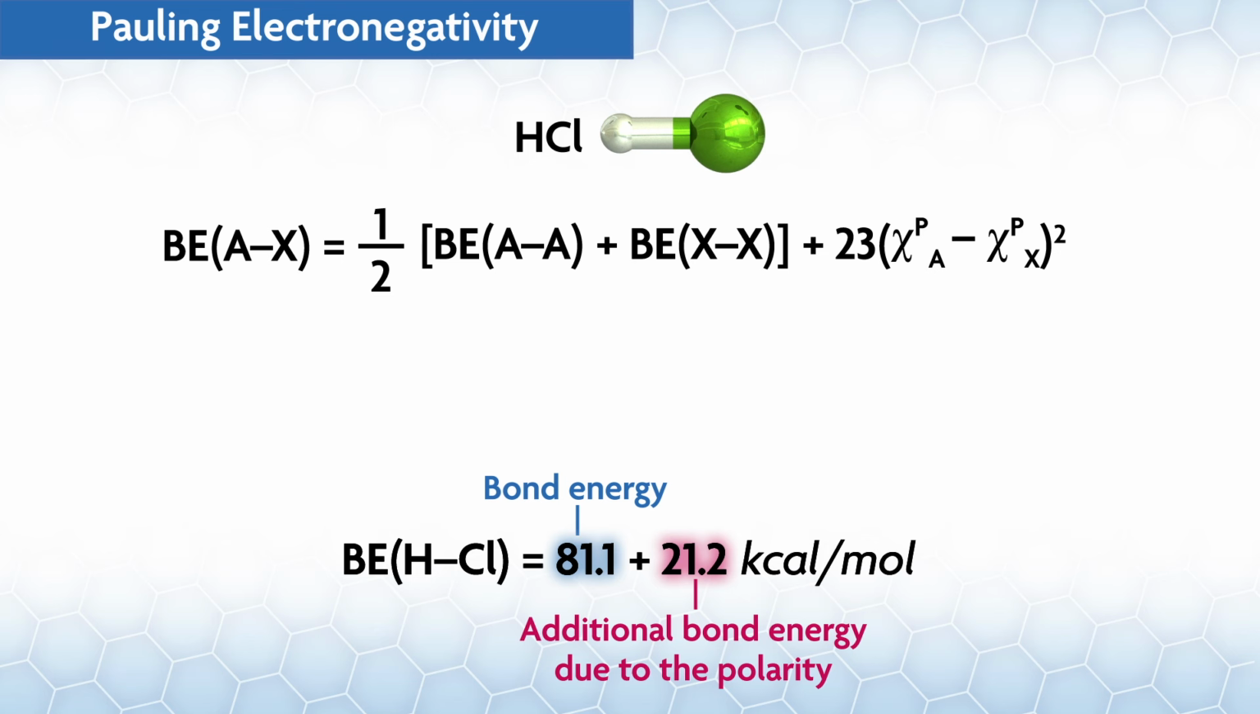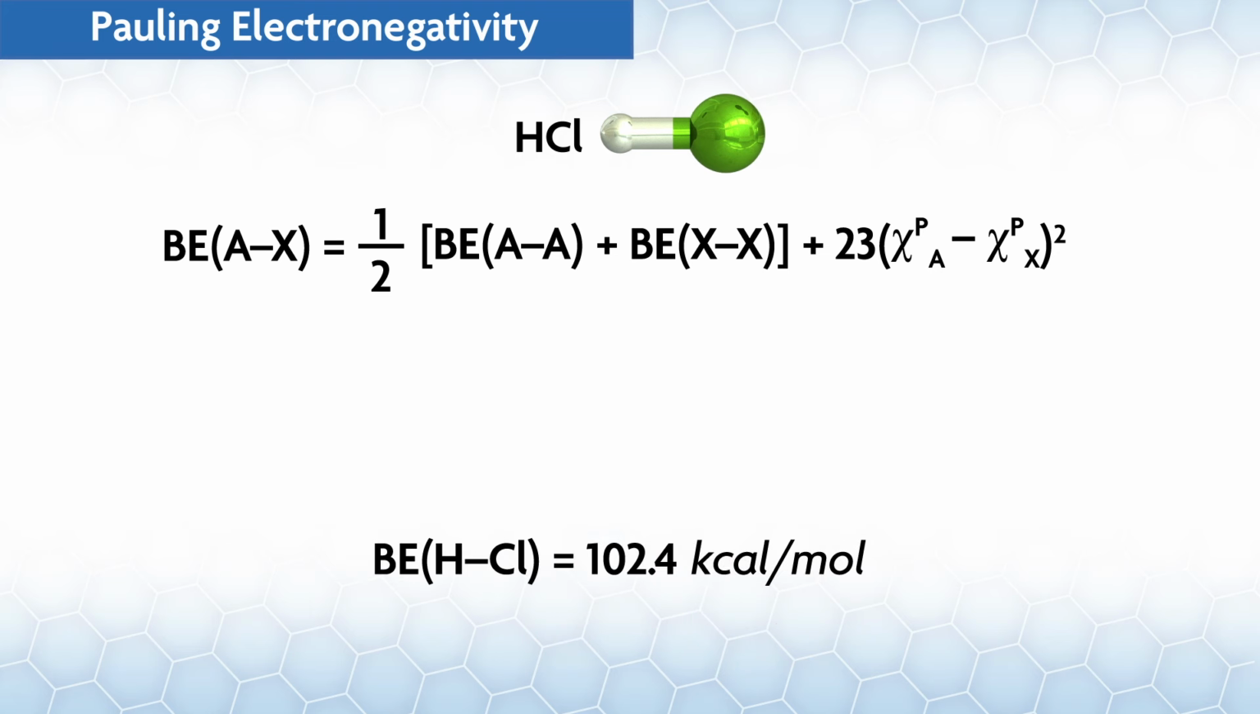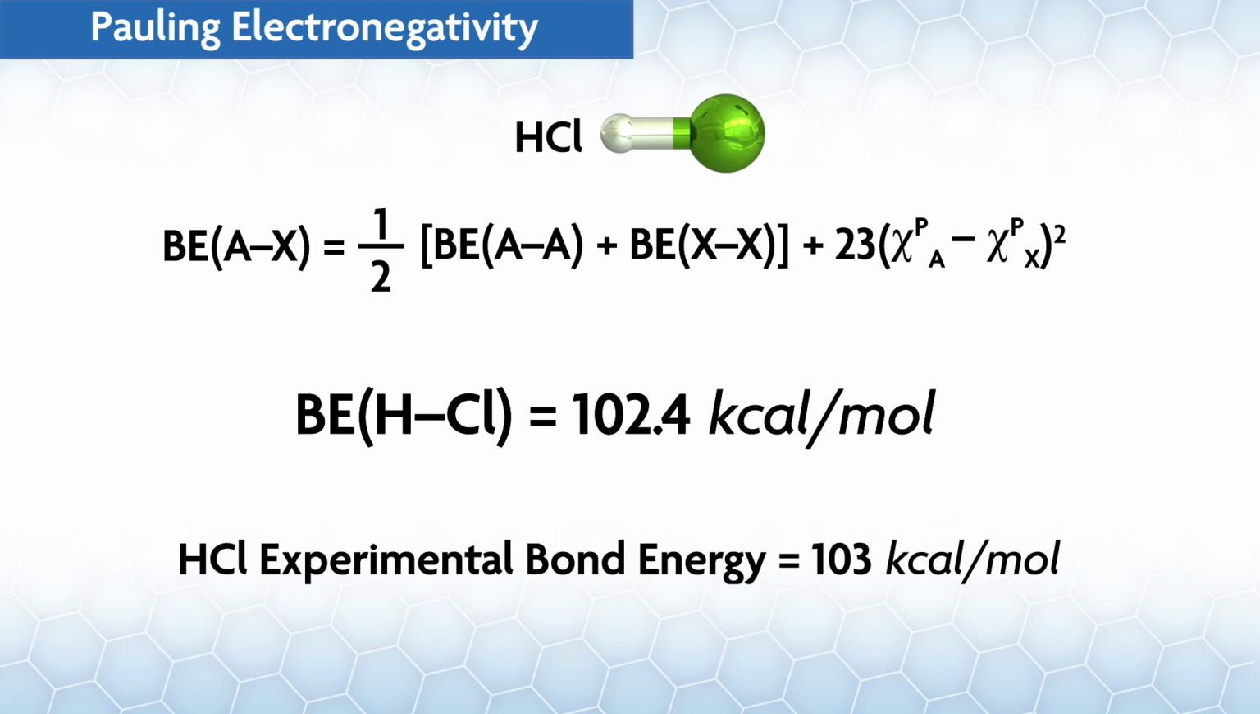Added onto this is some additional bond energy due to the polarity, about 21 kcals per mole. The full bond energy is the sum of those two, or 102.4 kcals per mole, which can be compared with the experimental bond energy for HCl, which is 103 kcals per mole. This is really good agreement, but Pauling electronegativities come from bond energies, so to some extent, they're repackaging the bond energies. However, the repackaging contains some incredibly insightful ideas about how bonding works.